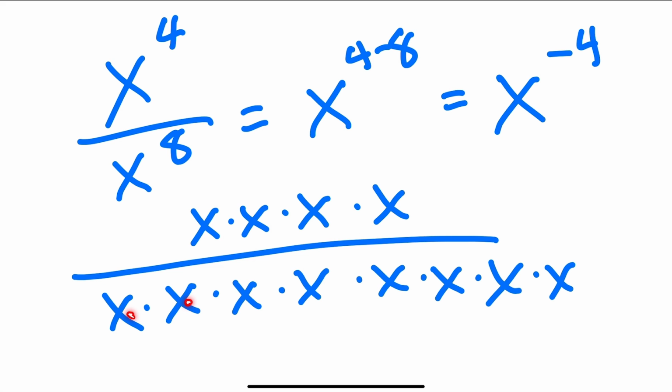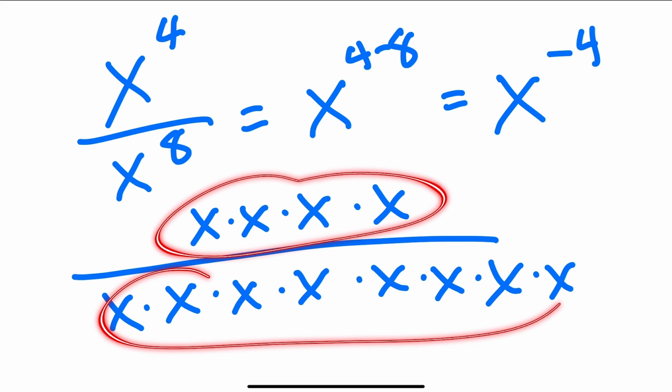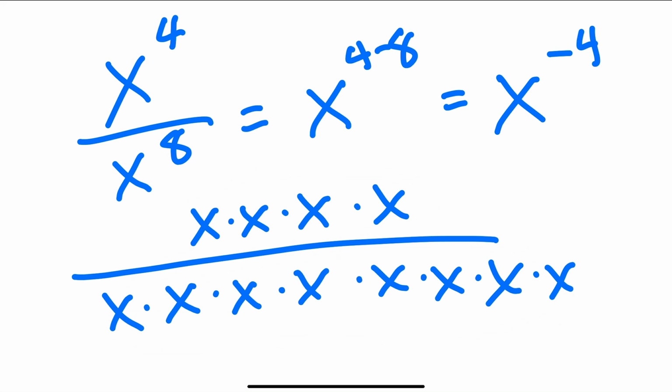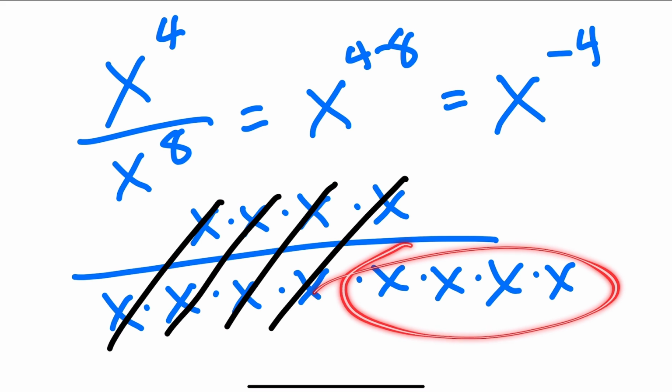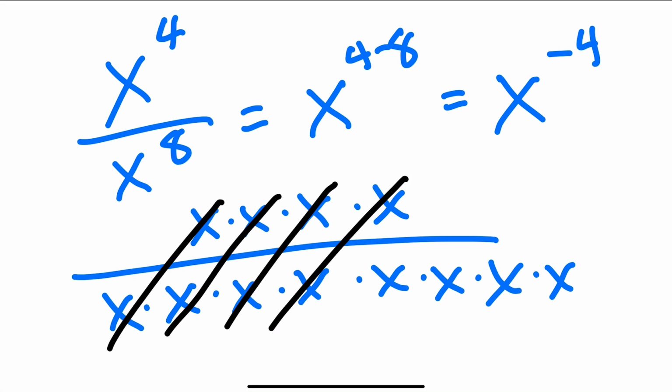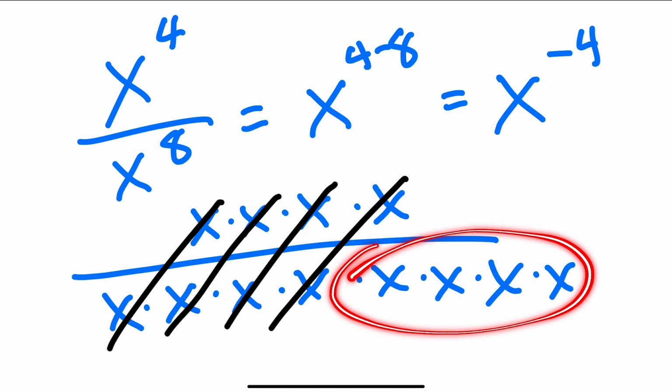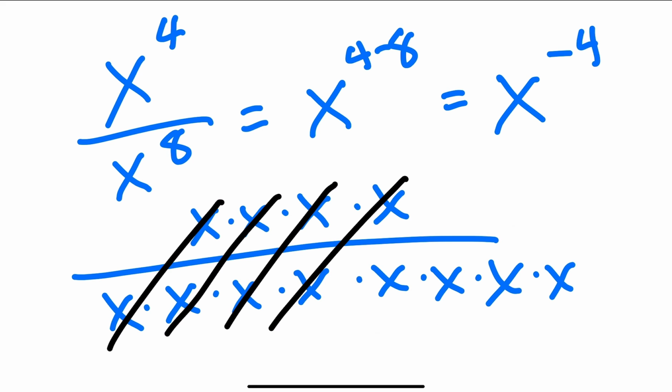So we got 1, 2, 3, 4, 5, 6, 7, 8. Perfect. All right, so we got 4 on the top, 8 on the bottom. Okay, when we start canceling out, let's see what happens. We got this guy, this guy, this guy, this guy. Okay, so we have 4 left over, just like it says, but they're on the bottom instead of on the top. So that's where we get that negative from.